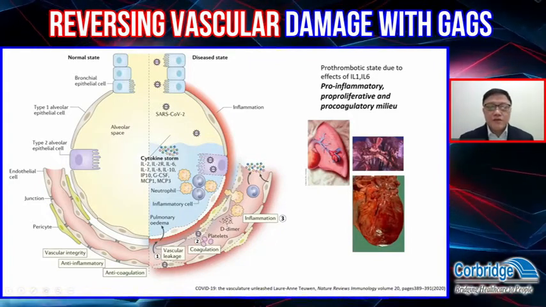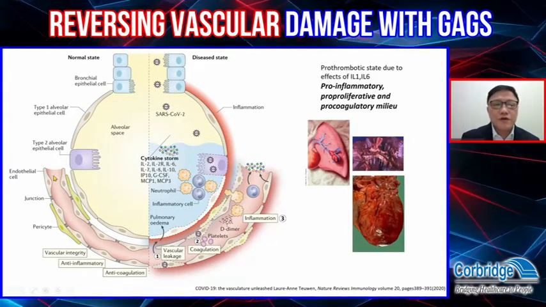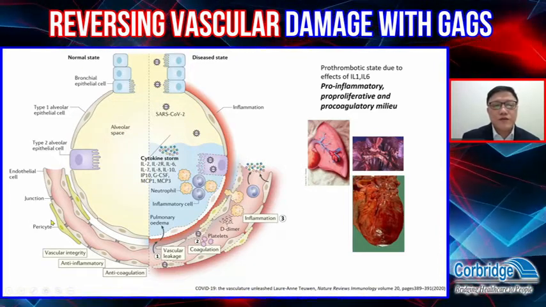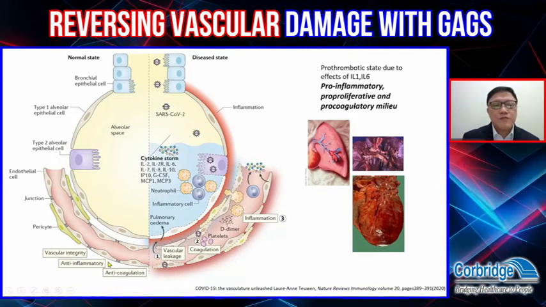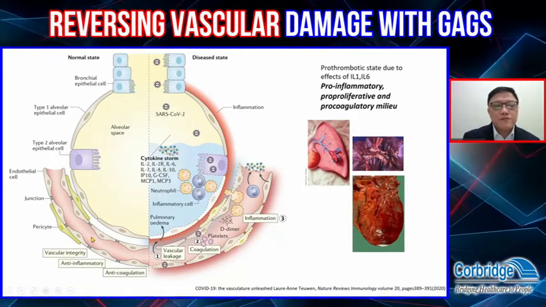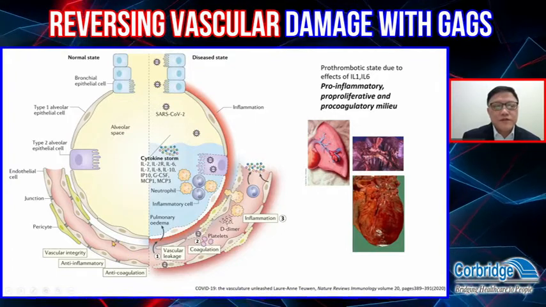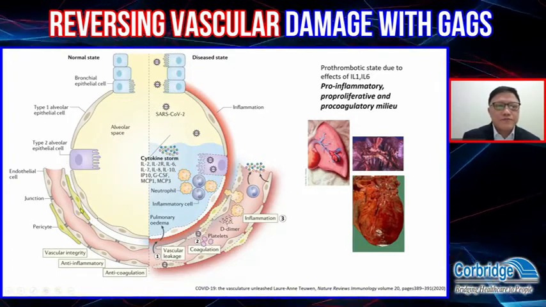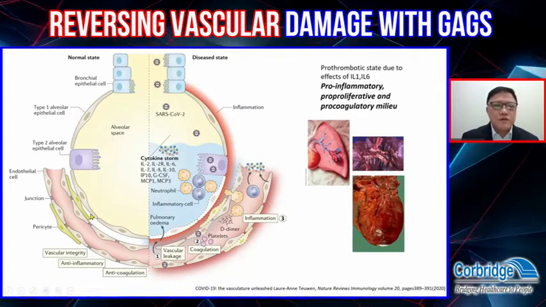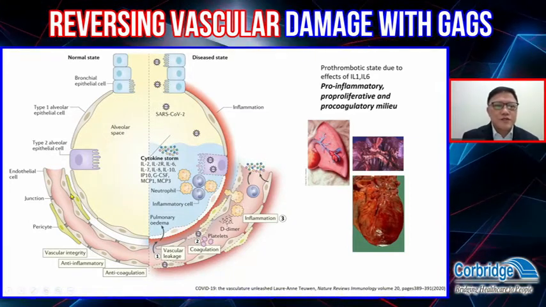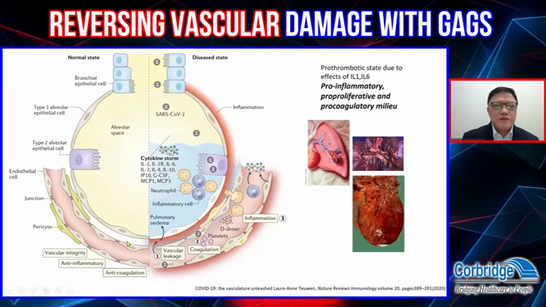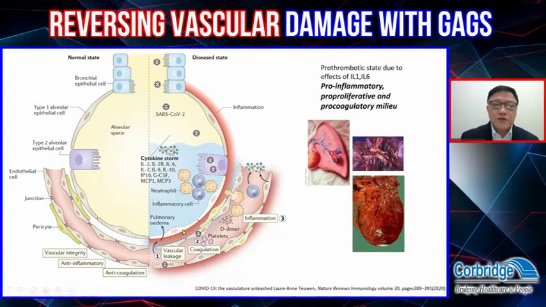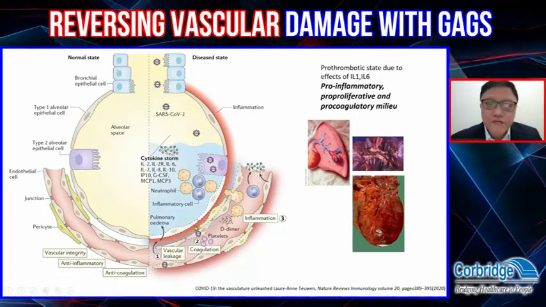Now, this is a picture nicely showing to us a normally functioning and structurally normal alveolus and blood vessel, separated by what we call this structure as the pericyte. And on the right side, you will see the effect of SARS-CoV-2.